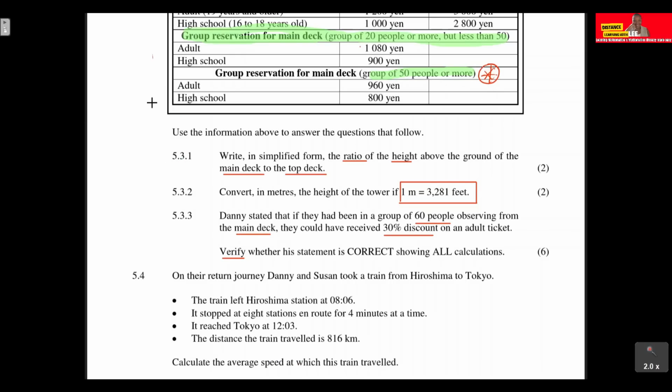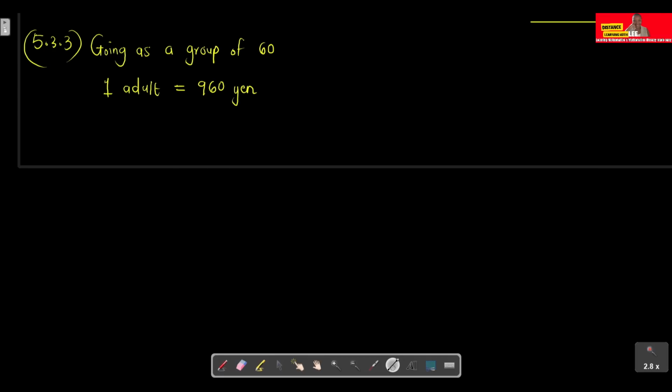Next part, are we looking at the adults or the high school price range? The information tells us that if 60 people are observing from the main deck with an adult ticket, we're just going to focus on the adult ticket here. So we see that if you're observing from the main deck, you're an adult and you're traveling as a group of 60 people, an adult pays 960 yen. So if you go as a group of 60 people, one adult will pay 960 yen.